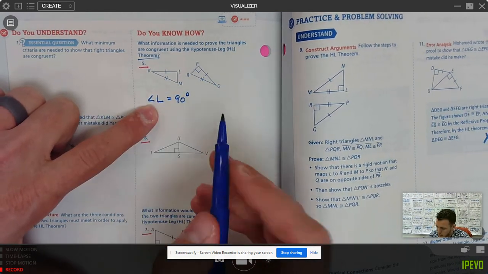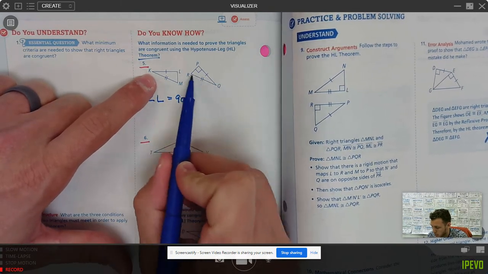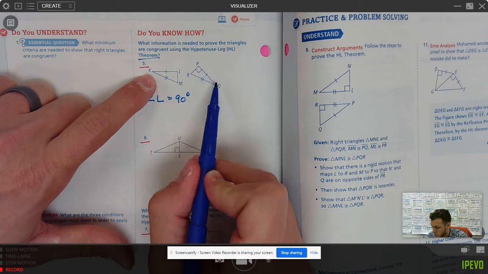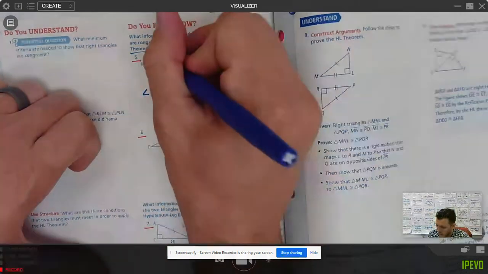And so now we've got KM is congruent to RQ, that's our hypotenuse. KL is congruent to PQ, and that's the long leg. All right, so we can say that those are congruent now if L is equal to 90.